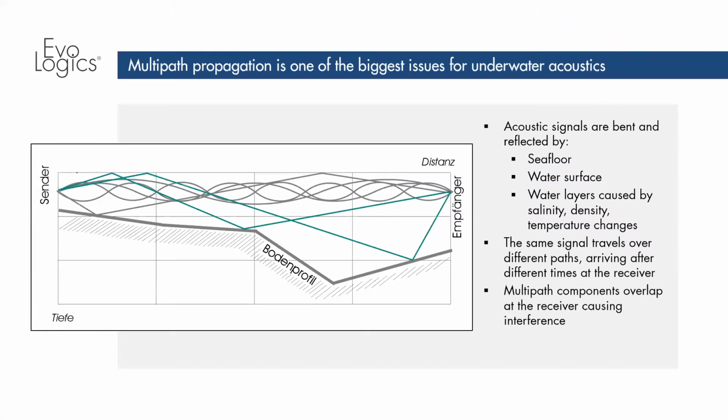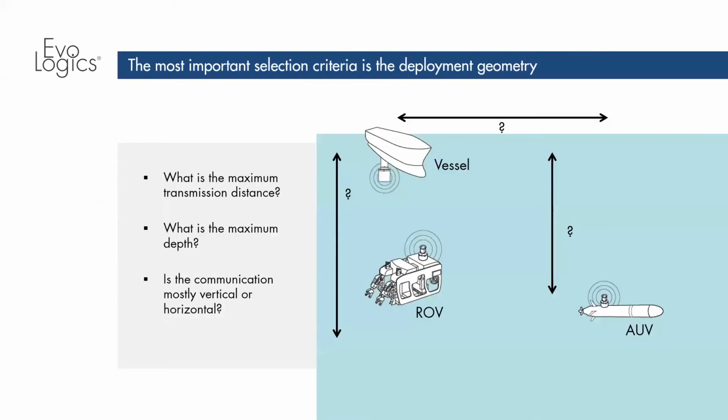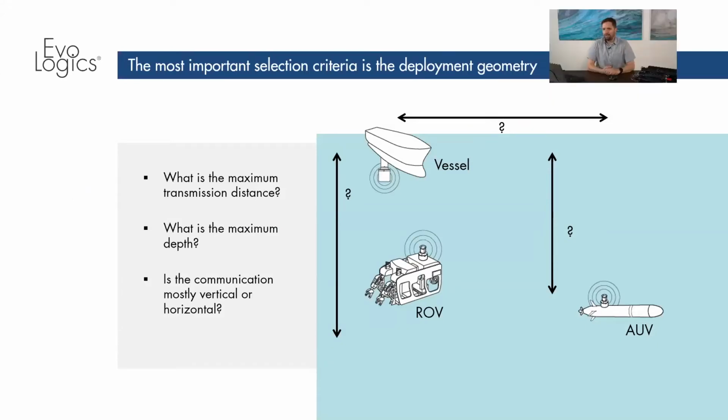The signal can be reflected on the seafloor, can be reflected on the surface. It can also be reflected inside the water when there are layers that are caused by temperatures, by different salinities, and so on. And so what happens is that the receiver basically receives multiple copies of the same signal. So interference, like having echoes in a closed room. And in order to decode the signals, we have to use some creative tricks. And this is in order to achieve the required reliability and data bandwidth.